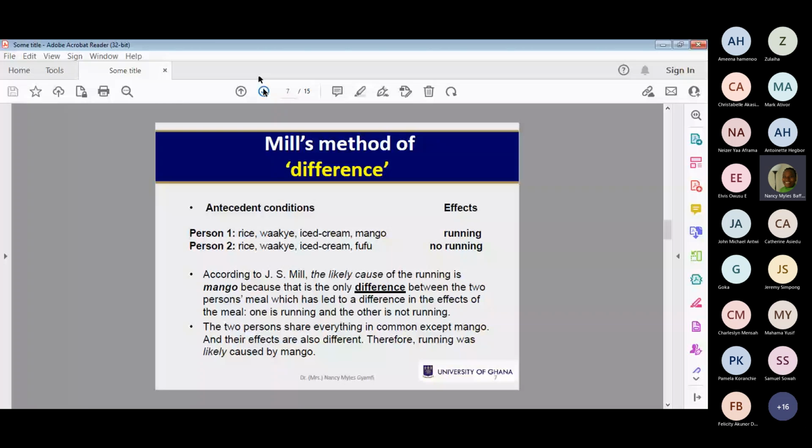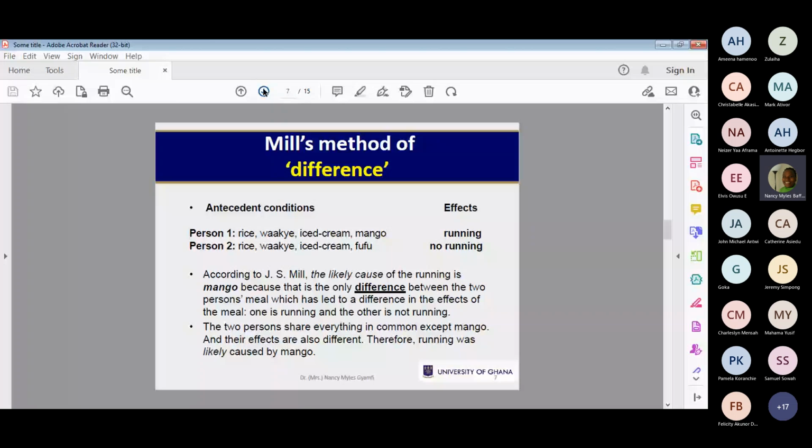Running is happening with the first person, but the second person is not running, she's intact. So you want to know what is different in the antecedent conditions for the first person. Different from what? Different from the second person. Why difference? Because they share every other thing in common. Okay, and so that is the method that leads us to a likely conclusion that it is the mango that is accounting for what?